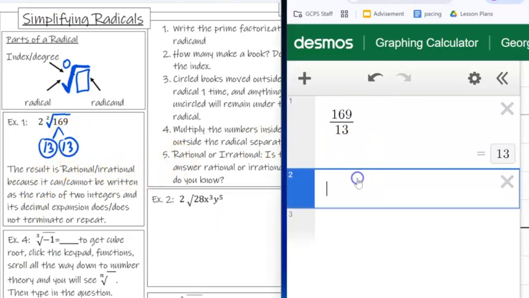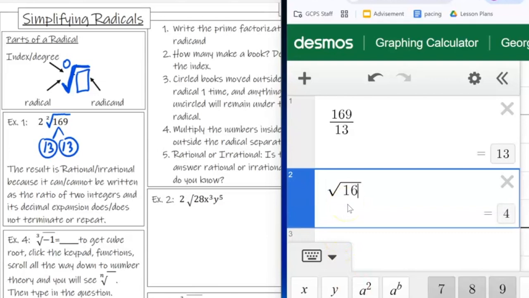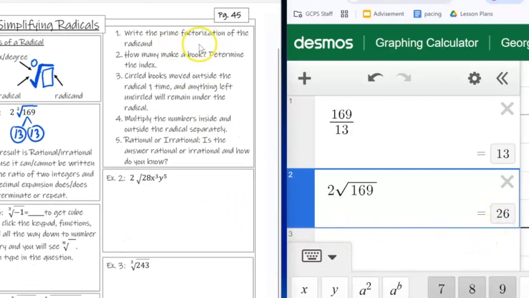Now, sometimes, let's go ahead and do it this way as well, just so that you know. Always start off by putting your radical inside the calculator, because sometimes it's a perfect square, because I know 13 times 13 is 169. So sometimes I don't even have to do the question. Now I'm going to add the number outside the radical, which is a 2. And you see, it gives me an answer. It's actually 26. But I'm going to show you the steps on how to do it.